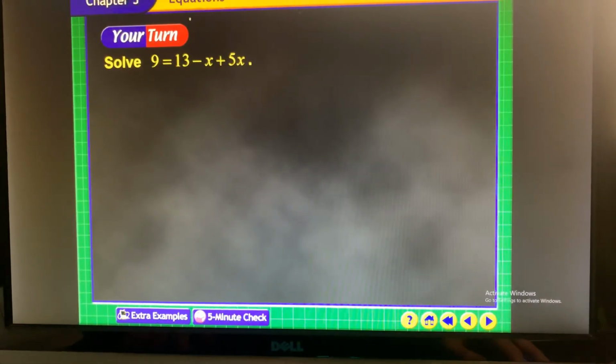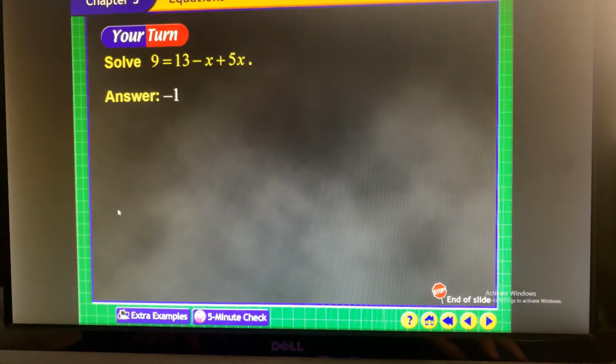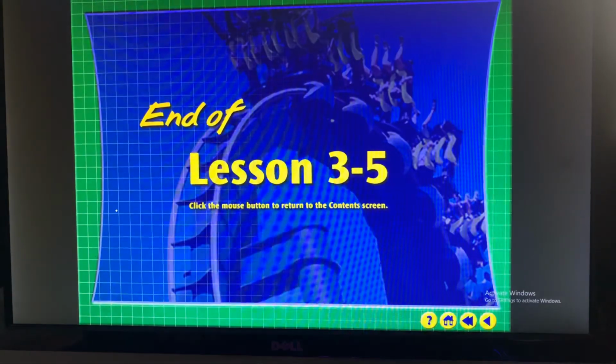So try it again. Remember, this is plus negative 1. So your problem will be 9 equals 13 plus 4x. Add a negative 13 to both sides, then divide both sides by 4. You should end up with negative 1. That's it. Two-step equations.